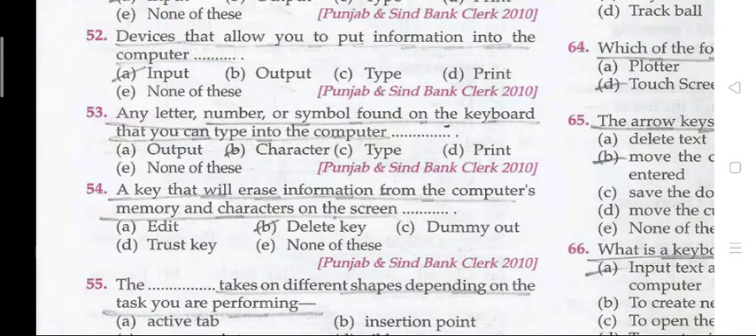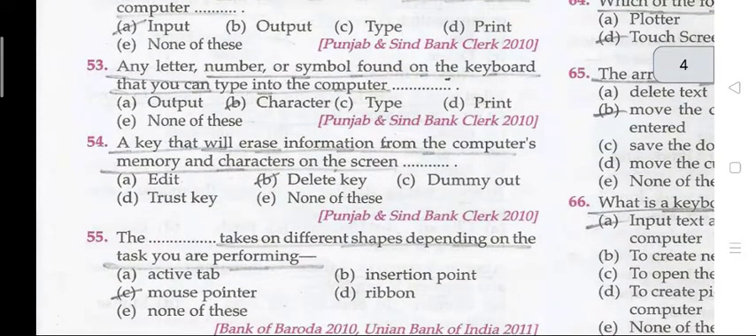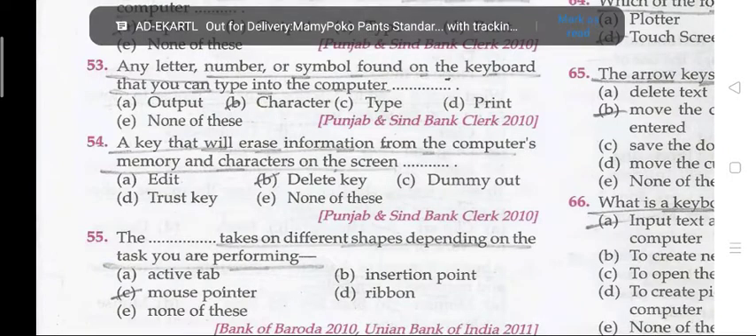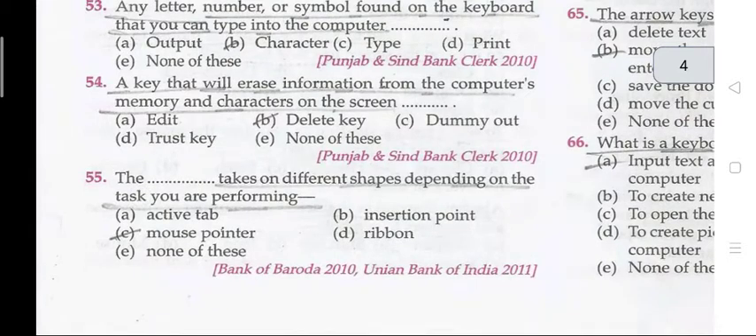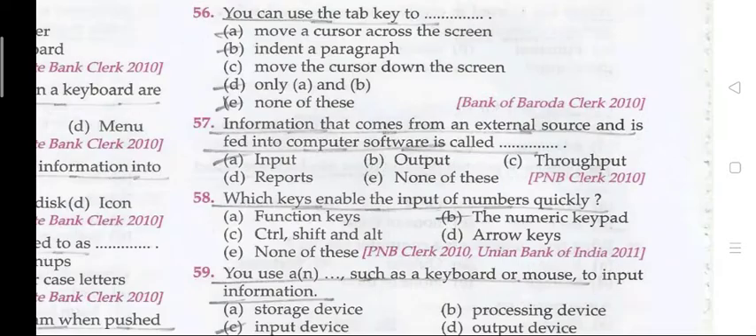Question 53 onwards. Any letter, number or symbol found on the keyboard that you can type into the computer, that is character. Question 54. A key that will erase information from the computer's memory and characters on the screen is delete key. Question 55. The dash takes on different shapes depending on the task you are performing, that is mouse pointer. You can use the tab key to.